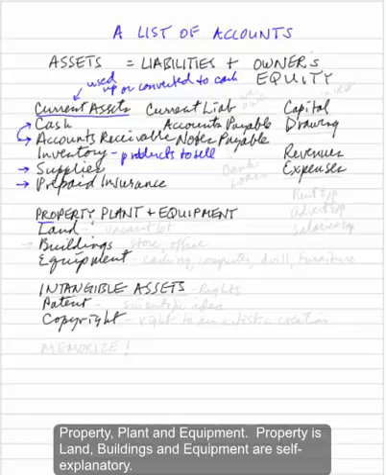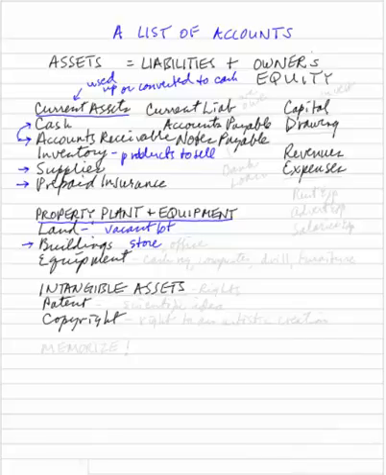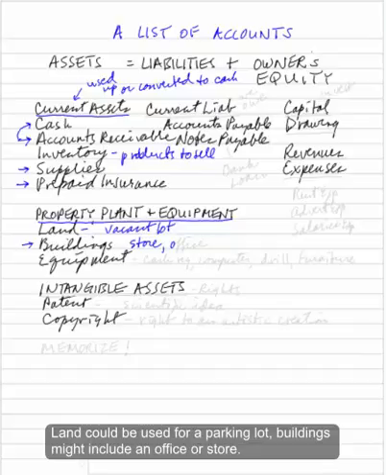Under property, plant, and equipment, property is land. A piece of land is a vacant lot, another way to say it. It's an asset because you could convert it into a parking lot or put a building on it. Buildings represent an asset. Maybe you have a store that you purchased to sell your products, or an office building. Very common type of asset for business to own.